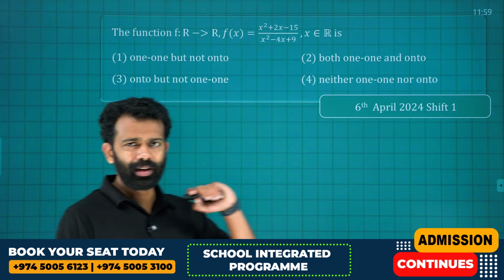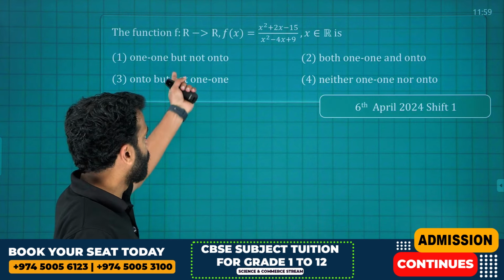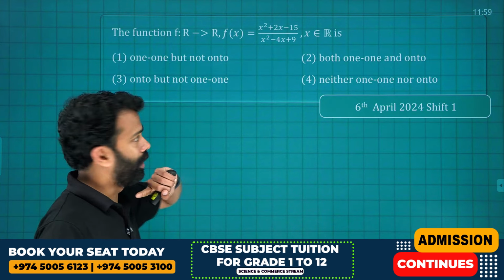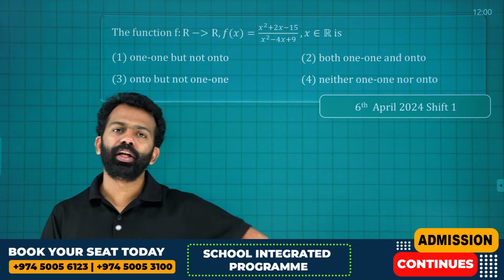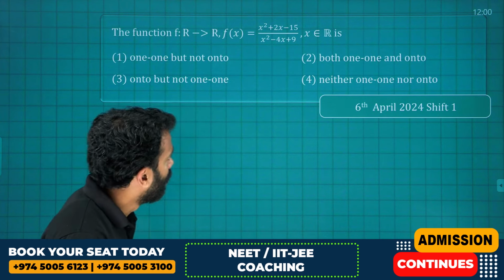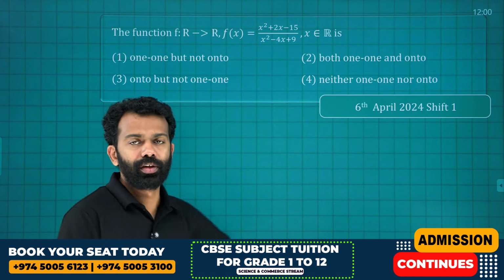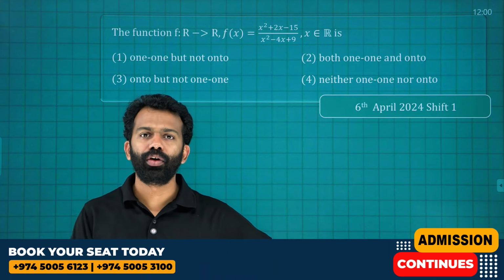Okay, a slightly interesting question. A function defined from real numbers to real numbers, domain and codomain are real numbers, given by f of x is equal to x square plus 2x minus 15 divided by x square minus 4x plus 9. Okay, and we need to identify the function. Whether it's one-one or many-one, onto or into, like that. How are you going to do this one?